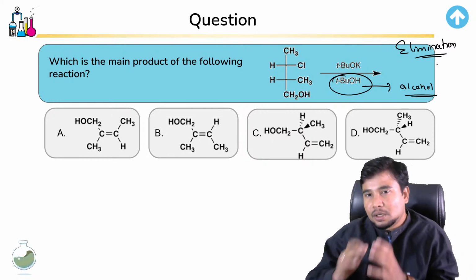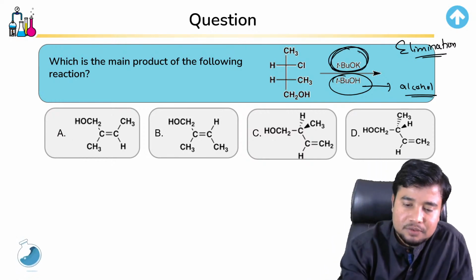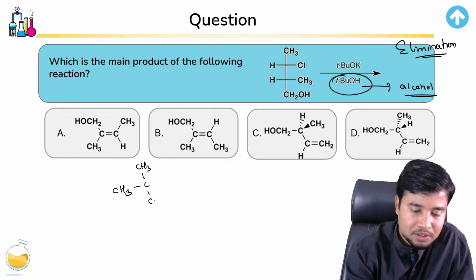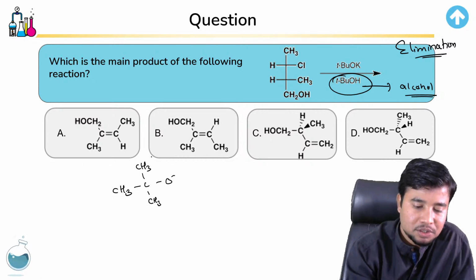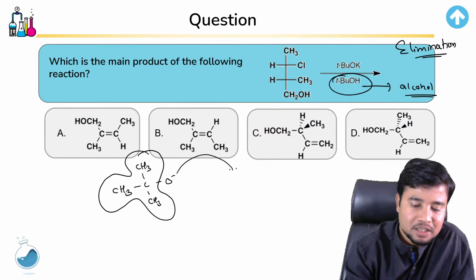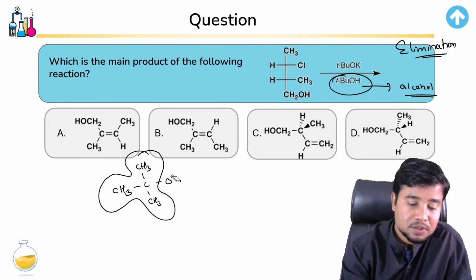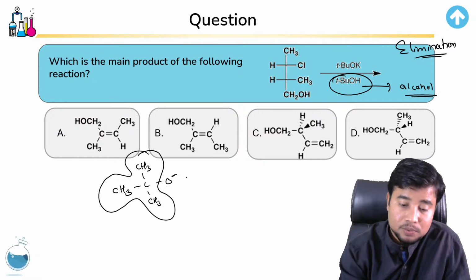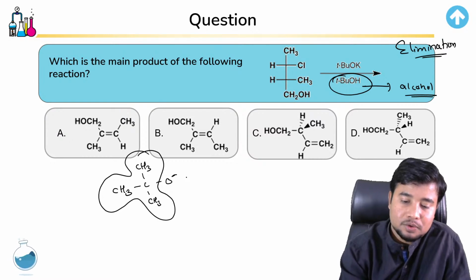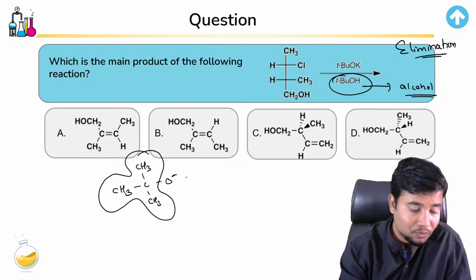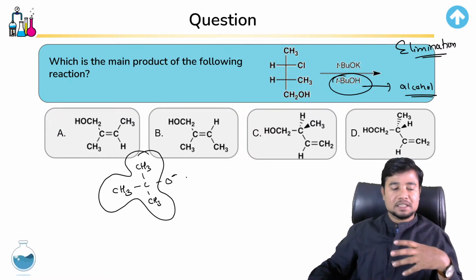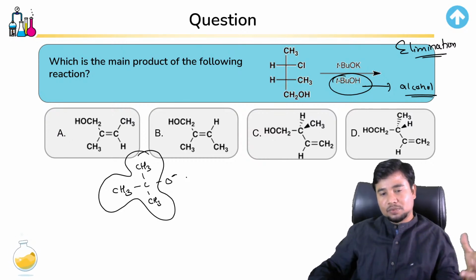One more thing: the base that is given here is bulky. That's tert-butoxide, CH3, CH3, O minus. It is such a bulky group that it cannot go and get substituted somewhere. Instead, what it prefers is taking out the hydrogen. And there are some things you need to take care of. It doesn't take out the hydrogen from just any atom. There are specific atoms from which it can take out the hydrogen. What are the ones from which it can easily do so? That can be understood by looking at the position where it can reach easily.